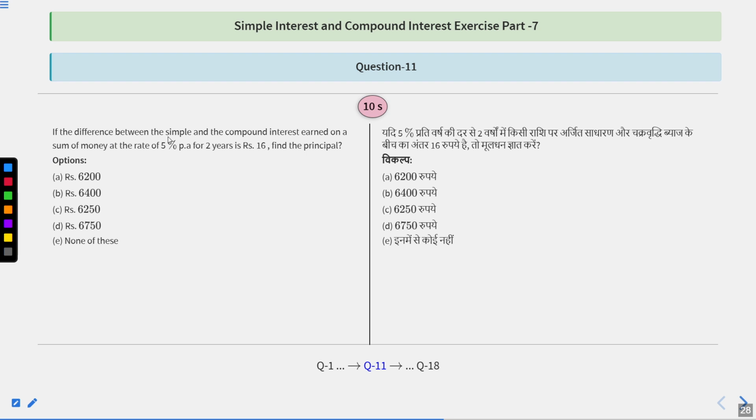If the difference between the simple and compound interest earned on a sum of money at the rate of 5% per annum for 2 years is rupees 16, find the principal. You have 5 options and 10 seconds to analyze the question. Your time starts now.